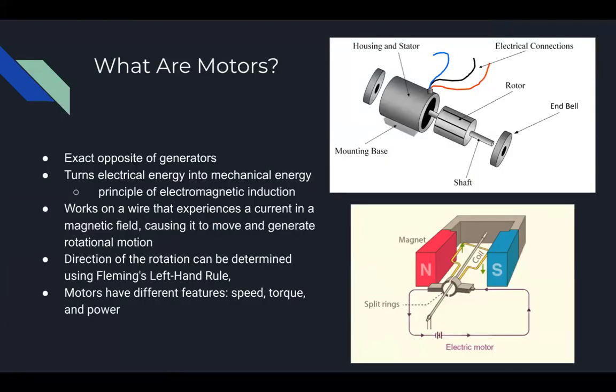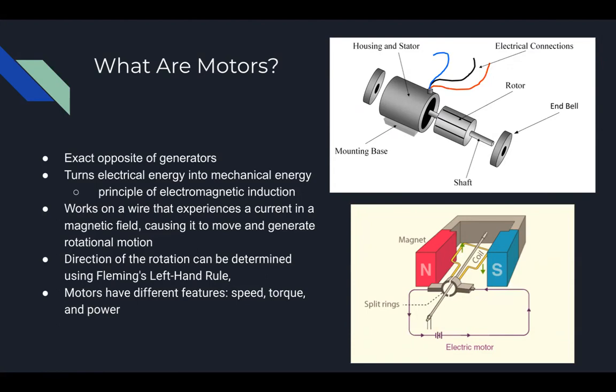What are motors? As you can see on the right, there are two diagrams that explain essentially how motors work. They're the exact opposite of generators, though. They turn electrical energy into mechanical energy through the same principle of electromagnetic induction. Basically, it works on a wire that experiences a current in a magnetic field, which causes it to move and generate rotational motion. I'm going to talk about this more later on, but the direction of rotation can be determined using Fleming's left-hand rule.